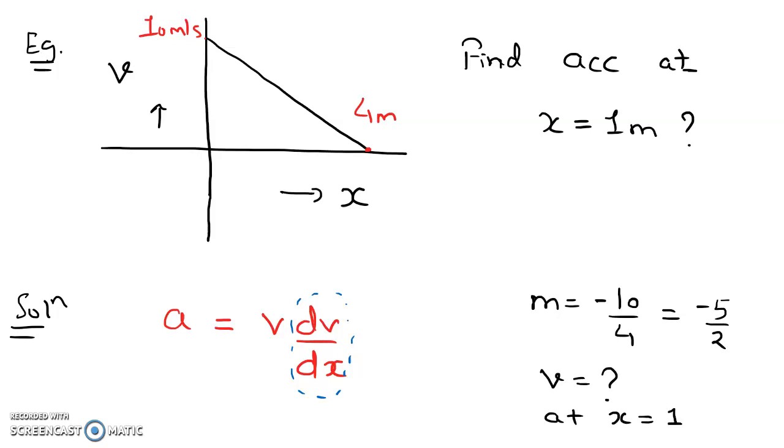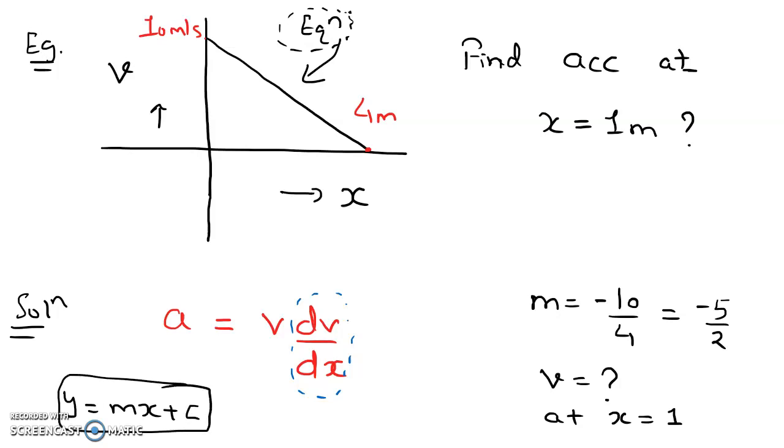And how can I find that? There must be some relation between V and X. And for that, of course, we can find the equation of this line. Let's find the equation of this line, and we can find the value of V at X equal to 1. What is the value of V at X equal to 1? Okay, let's move to find the equation of this line. So equation Y is equal to mx plus c. I'm going to use this.